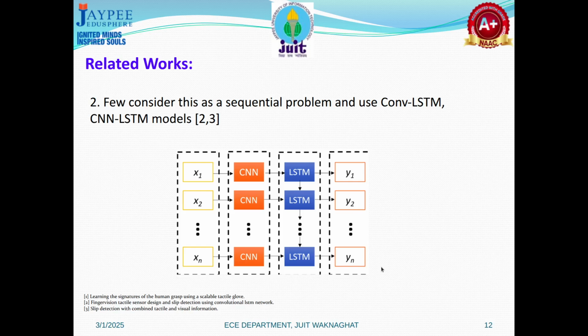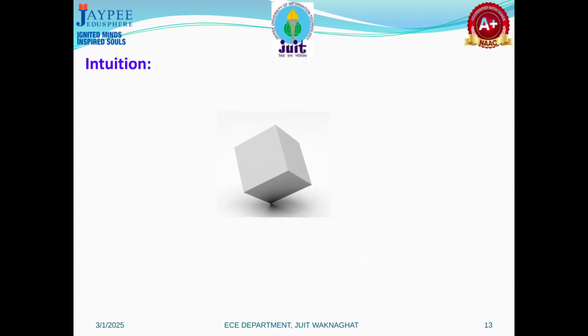So this is another popular method, but here also the model has to learn everything in between, like the relationship between these features that are covering different parts of the object. So there is no explicit geometric information. So our main intuition and idea is based on this.